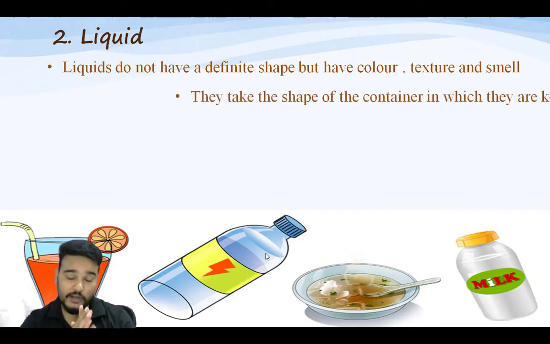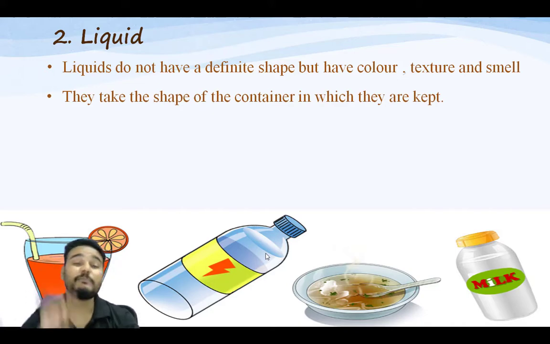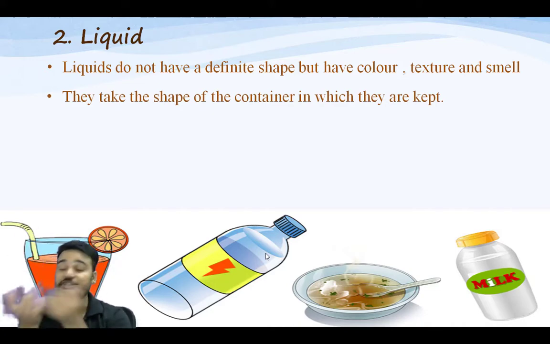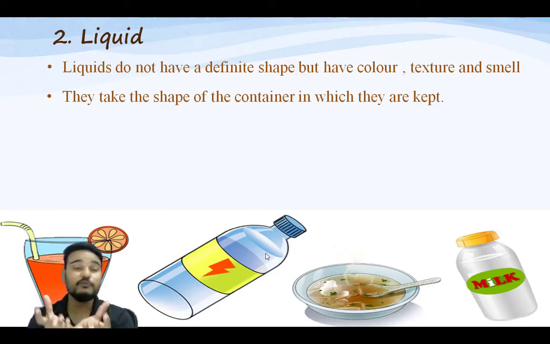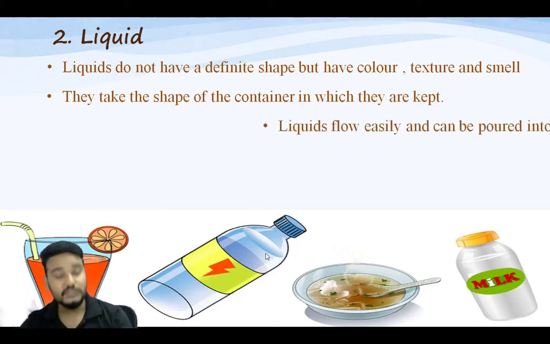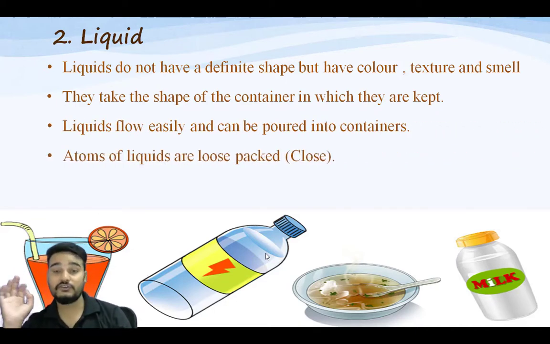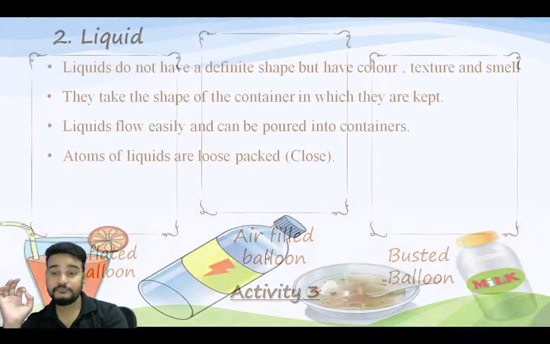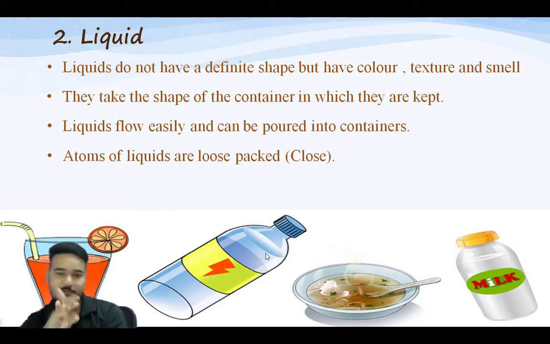Now the second point, they do not have a shape, but they can take the shape of whichever container or whichever thing we keep them in. If we pour it in a glass, it will take the shape of a glass. If we pour it into the bottle, it will take the shape of a bottle. If we put it in a vessel, it will take the shape of the vessel. So the first thing, it does not have a definite shape, but it has a color and texture or a smell also, and whichever thing we use to store it, it will take the shape of that.